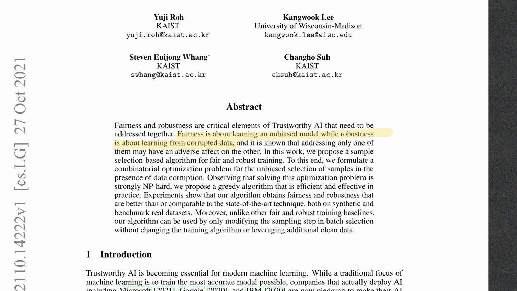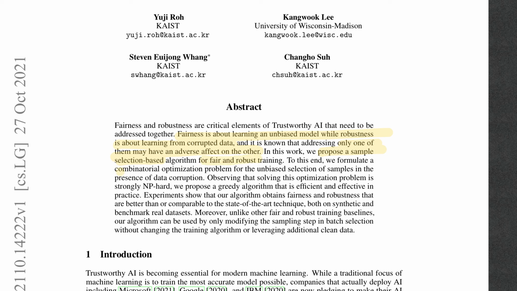First, I provide a description of what they mean by fairness and robustness. Fairness is about learning a model that is going to be unbiased, and robustness in this case is about learning from corrupted data, which in this case they mainly refer to as corruption due to label noise. The other important thing they mention, which is a motivation of this work, is that there could be a trade-off, meaning that addressing one of these topics might have adverse effects on the model's performance in the other domain. In this regard, they propose a sample selection-based algorithm that addresses both fairness and robustness to noise.